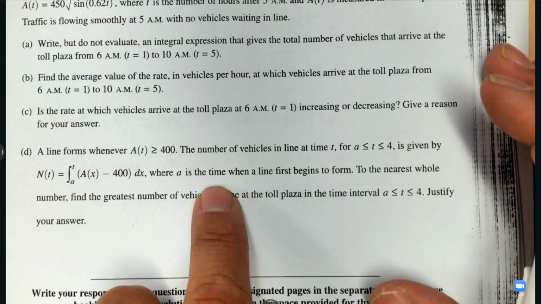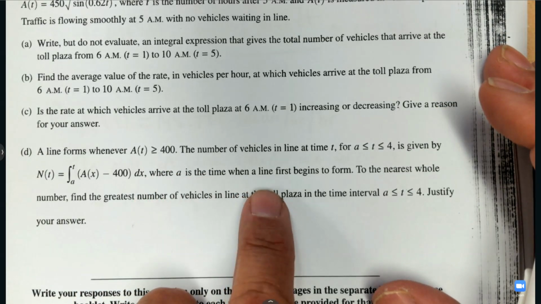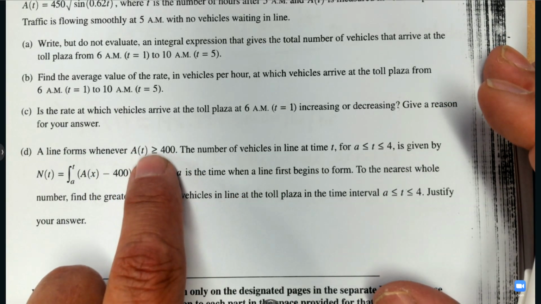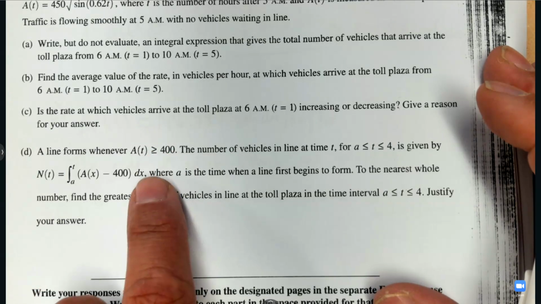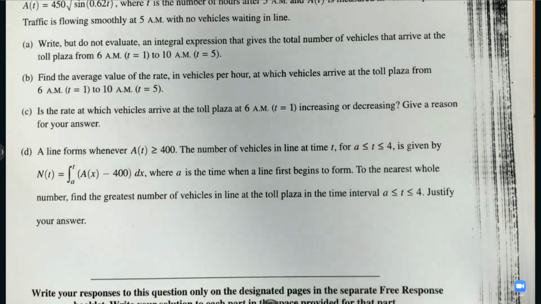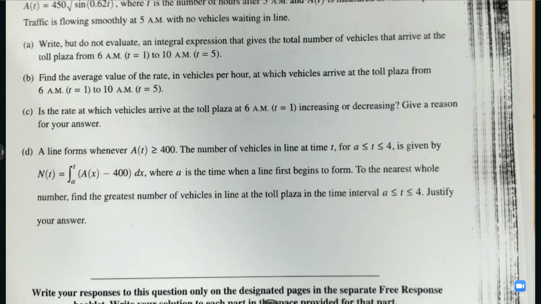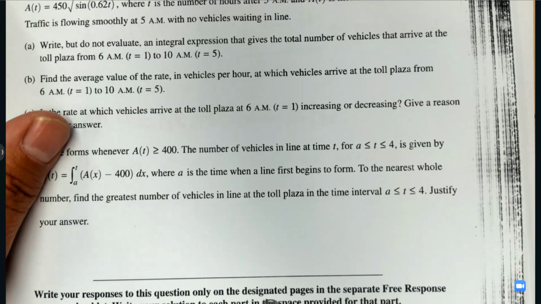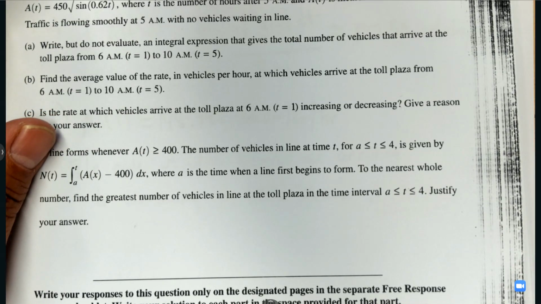So there's a couple questions here. So A is the time when a line first forms. So a line first forms when it's bigger or equal to 400. And how do I do that? So the first thing I'm going to find is A, and we'll set this up. So back to Desmos.